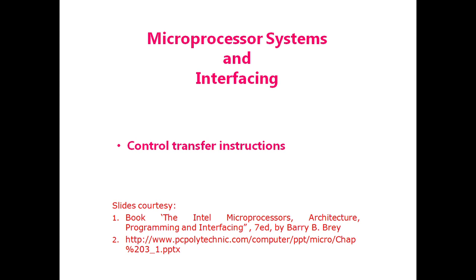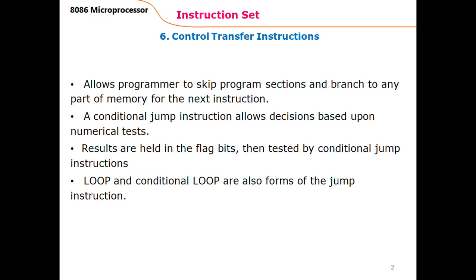The topic of this lecture is control transfer instructions. Control transfer instructions are the sixth type of instructions in the instruction set of the 8086 microprocessor. They are available in 8086 and above microprocessors, but in this lecture most of the time we would refer to the control transfer instructions used in the 8086 and 8088 microprocessors.